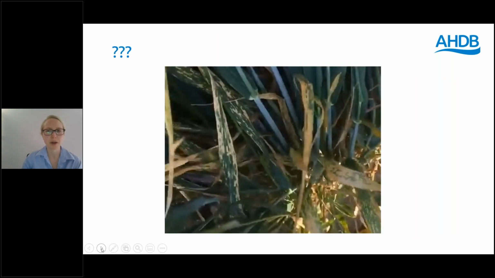And the same with this as well. We don't know what the reason for this is. It's probably stress or some environmental factor. So again, we just do a green leaf area score. Next slide, please.